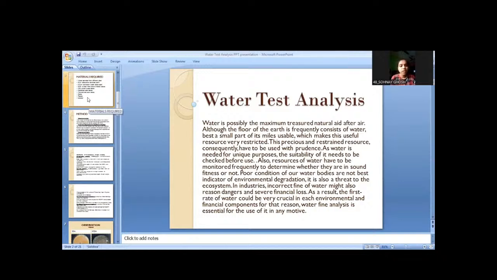As water is needed for different purposes, its suitability has to be checked before use. Also, sources of water have to be monitored frequently to determine whether they are in sound condition or not. The poor condition of our water bodies is not only an indicator of environmental degradation, it is also a threat to the ecosystem. In industries, incorrect quality of water might also result in severe financial losses. As a result, the quality of water is very crucial in both environmental and financial aspects. For that reason, water quality analysis is essential for the use of it in any sector.